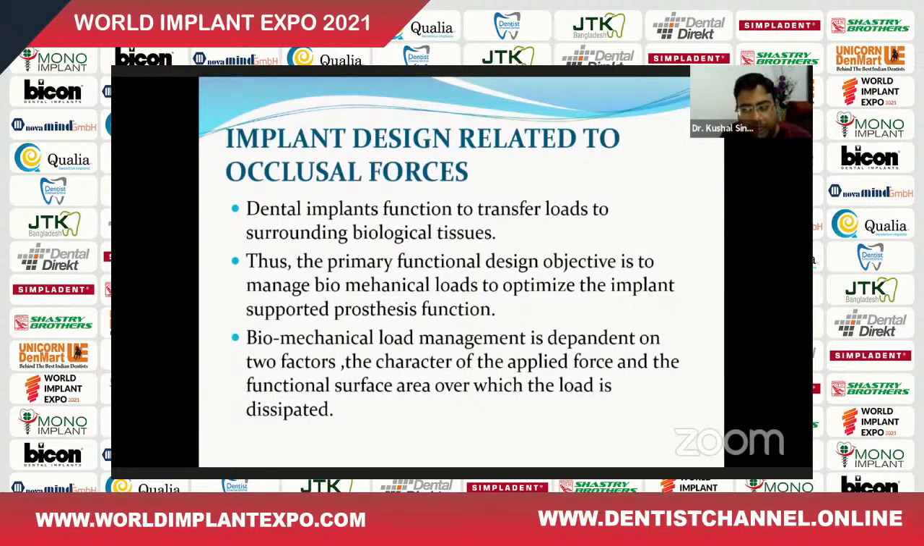Now we'll talk about the implant design related to our occlusal forces. It is very important to balance our occlusal forces on the implant prosthesis. The dental implant functions to transfer load to the surrounding biological tissues. Thus, the primary functional design objective is to manage biomechanical loads to optimize the implant support and its prosthesis function. Biomechanical load management is dependent upon two factors. First, the character of the applied force, then the functional surface over which the load is dissipated.